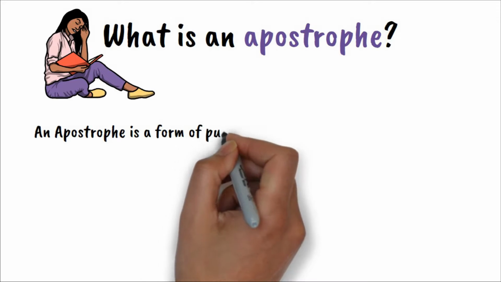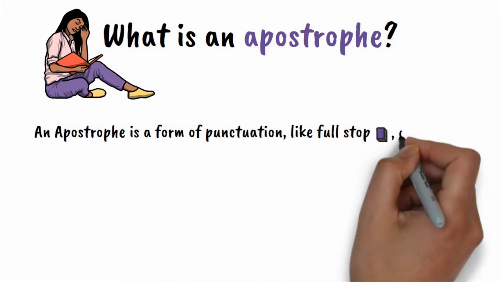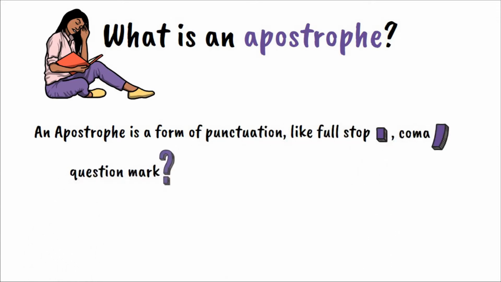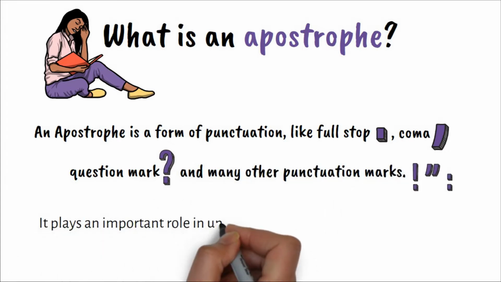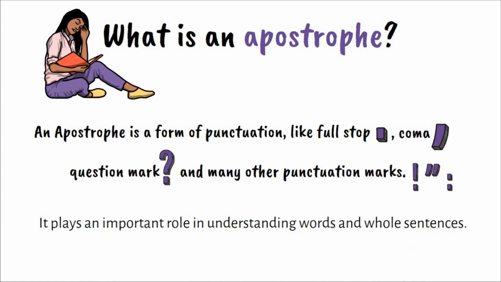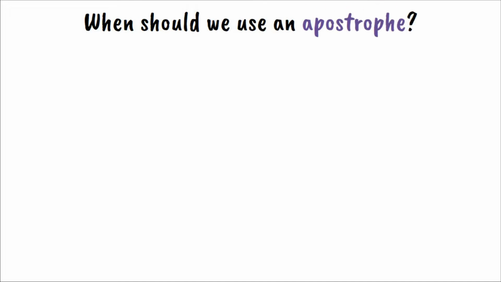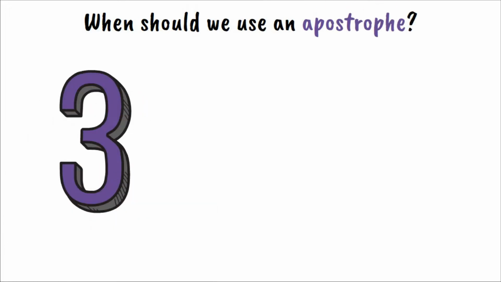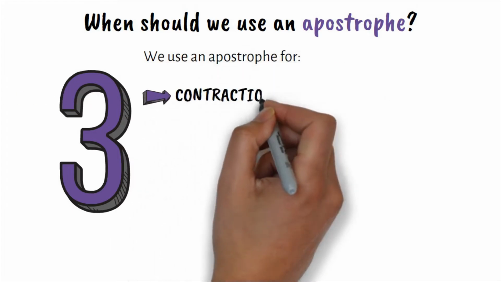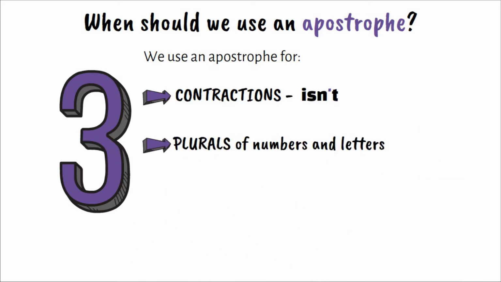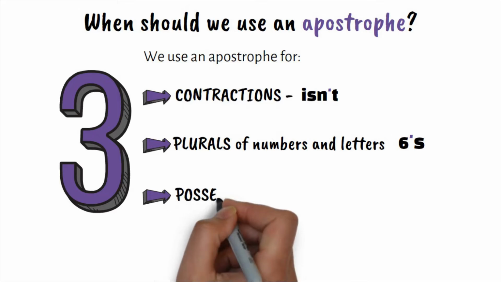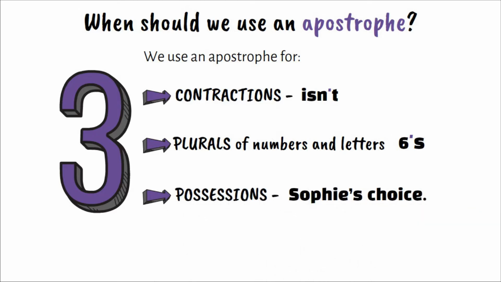An apostrophe is a form of punctuation like full stop, comma, question mark, and many other punctuation marks. Just like the others, it plays an important role in understanding words and whole sentences. Okay, but when should we use an apostrophe? There are three main reasons for using an apostrophe. We use an apostrophe for contractions, like isn't, plurals of numbers and letters, and possessions, like Sophie's choice.